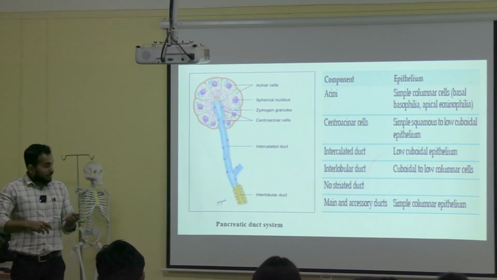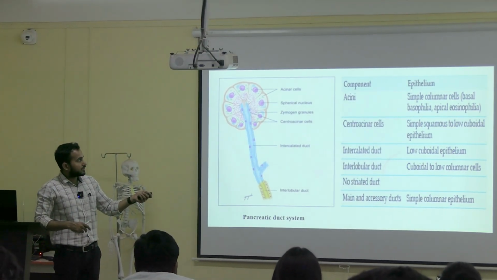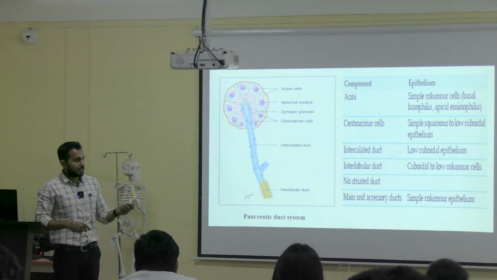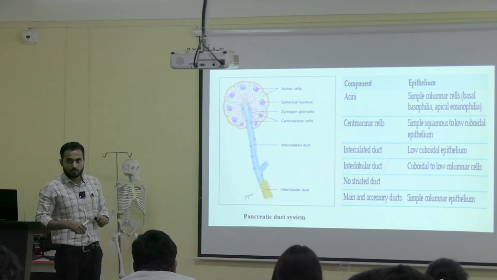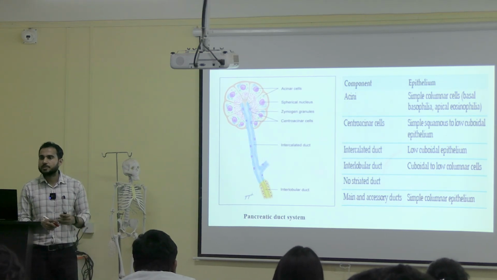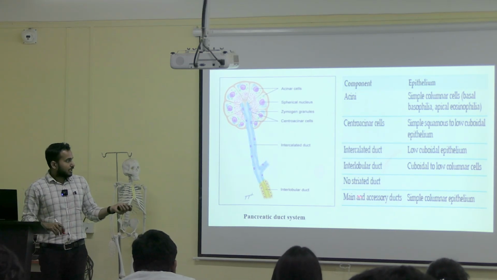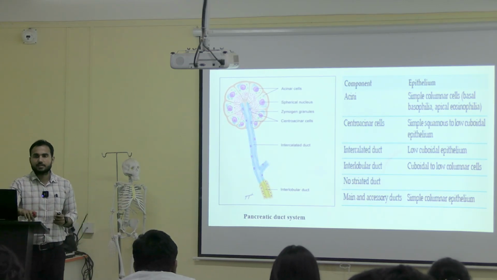Okay. Now, in this particular chart, you can see in the acini, first of all, simple columnar cells, basal basophilia, apical eosinophilia, as I have mentioned. Then the centroacinar cell, simple squamous to low cuboidal epithelium. Next, in the intercalated duct, you can see low cuboidal epithelium. Then the interlobular duct, cuboidal to low columnar. And the main and accessory pancreatic duct, simple columnar epithelium. Like this, the duct pattern changes, the lining epithelium also changes. Okay, striated ducts are absent. Striated ducts are present mainly in the salivary glands.